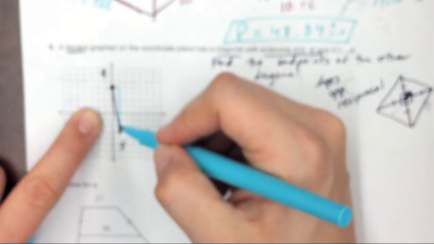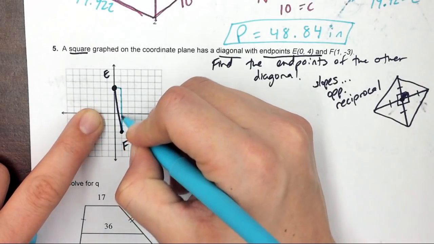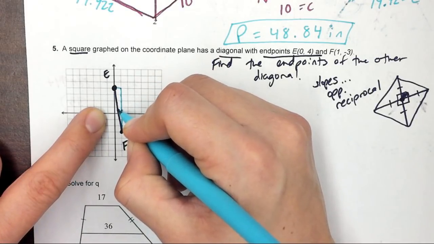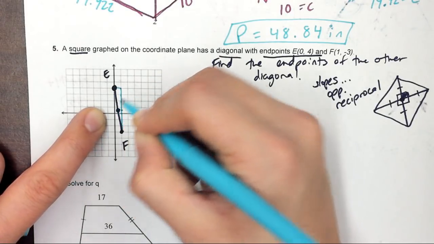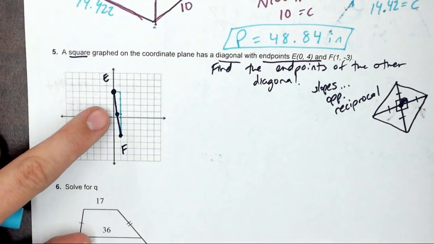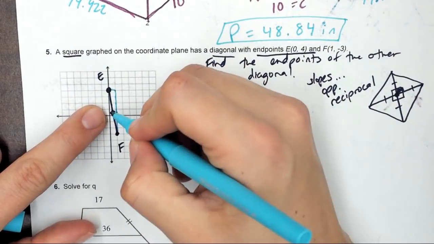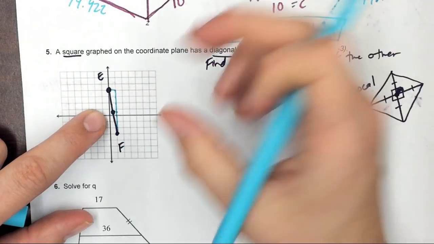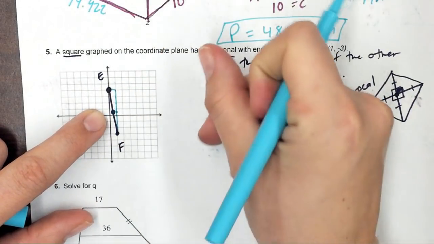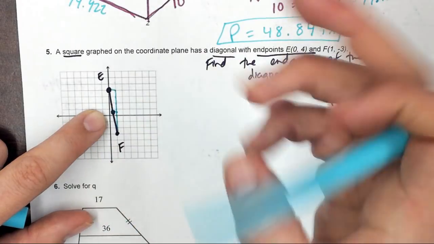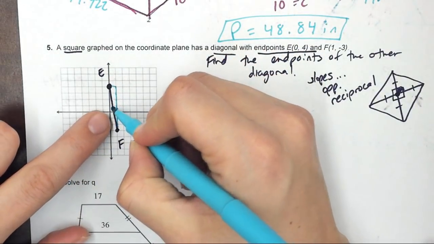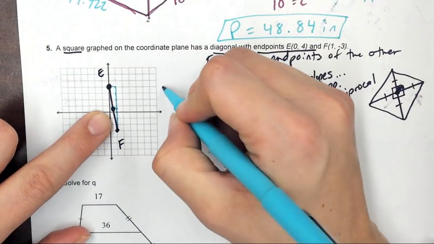Half of 7 is 3.5, and half of 1 is 0.5, so my midpoint's right there. From that midpoint, I'm going to figure out the slope from my midpoint to E, or you could go from the midpoint to F, it does not matter. Figure out that slope, then do the opposite reciprocal, and from that point we'll figure out where the next diagonal is going. So the slope from here to here is rise over run.